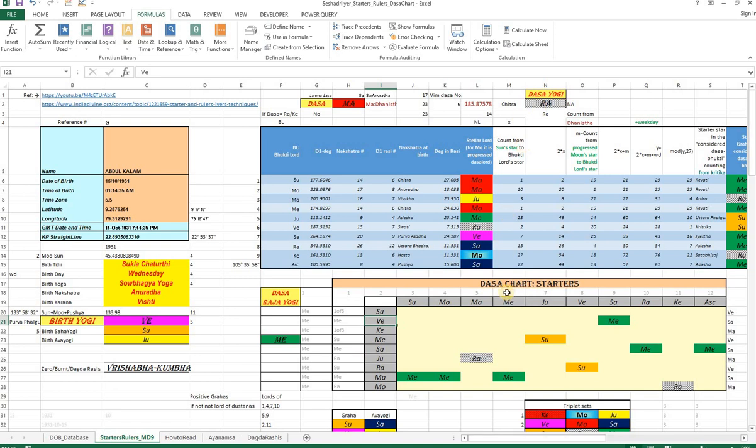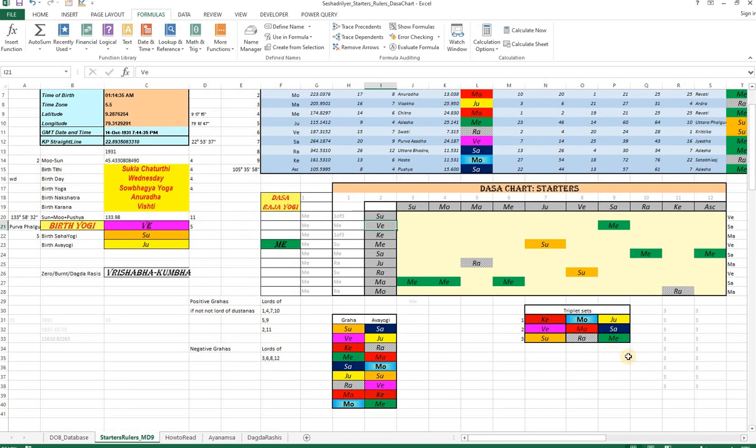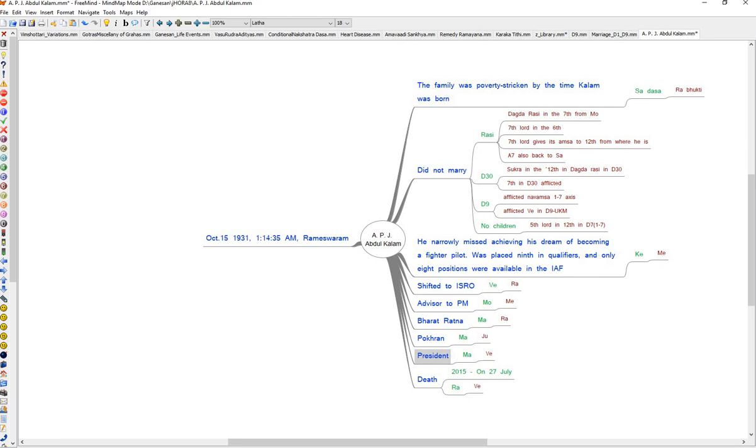And Rahu and Mercury are basically part of the yogi of these triplet stars. So Mercury is also good. I think I read it wrongly. Mercury is a good planet for him. So that's also explained. And unfortunately, his death in 2015 happened to be in Rahu Venus.